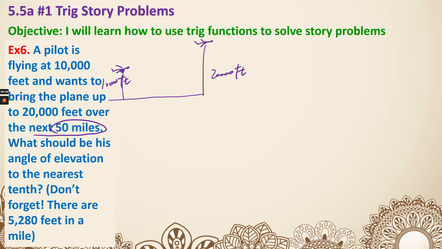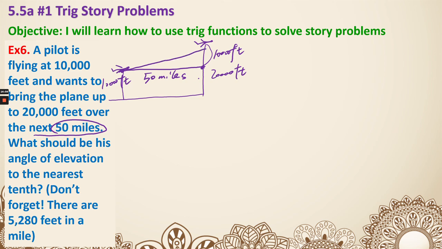Here's the thing: whenever we say over the next 50 miles, we're not saying that is how far the plane actually traveled. Typically we're talking about the ground distance. So this is the actual ground distance, which is 50 miles. But we have to change that into feet because all the other things are in feet. We actually need to calculate the difference so that we can form a triangle. This part is 10,000, and this part would also be 10,000. And there is our right triangle.